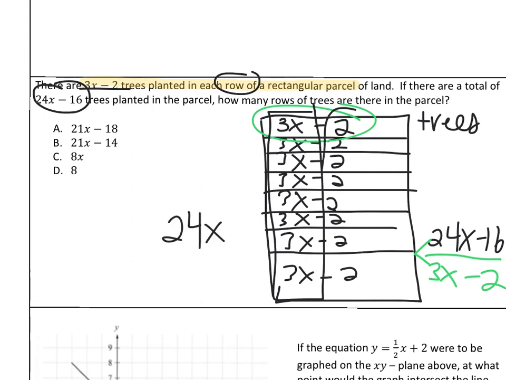And then if we put all these together, negative 2, negative 4, negative 6, negative 8, negative 10, negative 12, negative 14, negative 16, that gives us negative 16. So there are 8 rows of trees in this rectangular parcel of land.